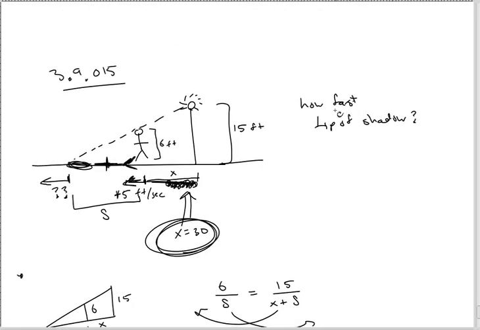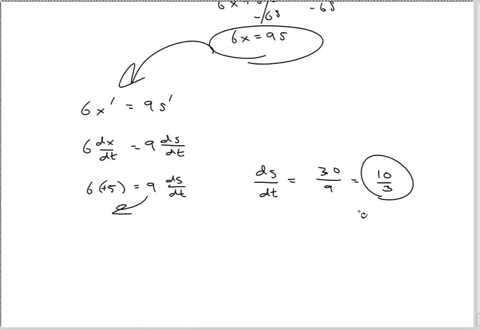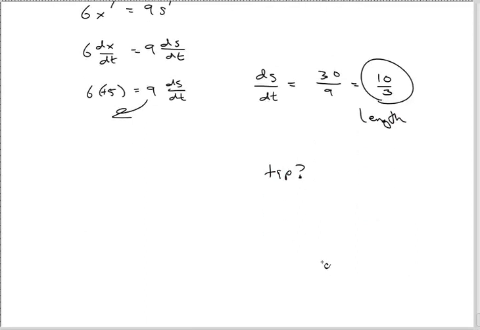So, how fast is the tip of the shadow? The tip of the shadow, not just the length of the shadow. This is ds/dt, but this is the length of the shadow. We're wanting to know the tip. And you're saying, well, is that different? Well, yes. The tip is how far it's going out, I guess you could say. How fast is it going, versus how fast is the length increasing? This is just a length thing, and we have to figure out this tip.